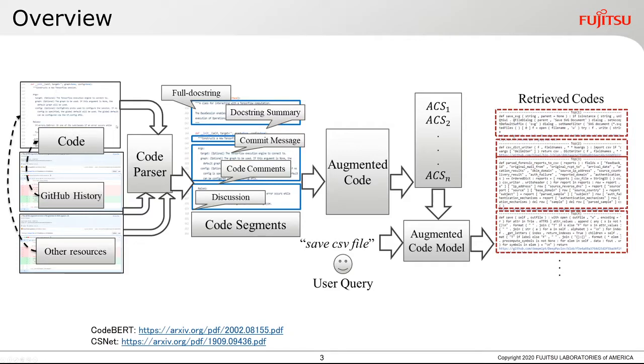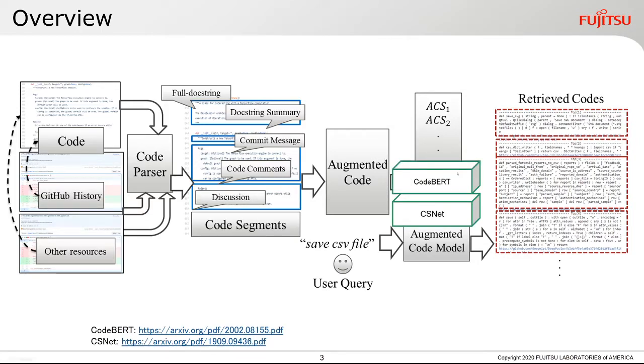We look at the source code and other relevant resources. We parse the content and generate a list of separate content that we call code segments, and then we generate the augmented code. That combination of the different features or attributes of the code contributes to the different ACS. In this paper, we focus on 5 different ACS, and then we generate the augmented code model based on machine learning, using the architecture of CodeSearchNet and CodeBERT.